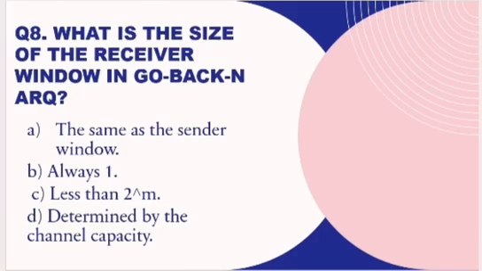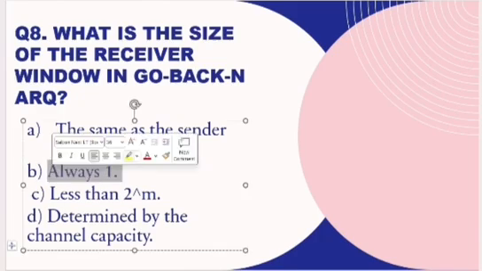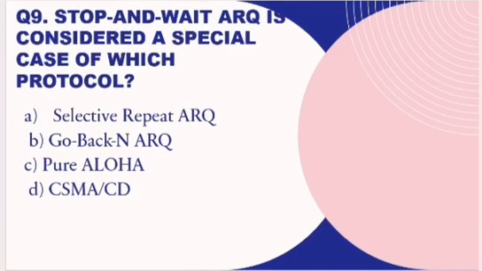I hope you all have guessed it. So the correct answer is option B, always 1. So the ninth question is, stop and wait ARQ is considered a special case of which protocol? Option A, selective repeat ARQ. Option B, go back N ARQ. Option C, pure Aloha. Option D, CSMA CD.